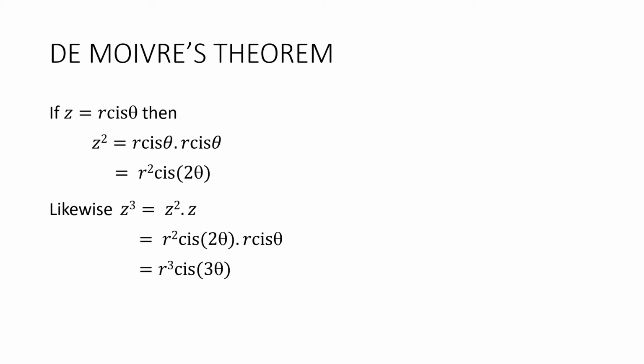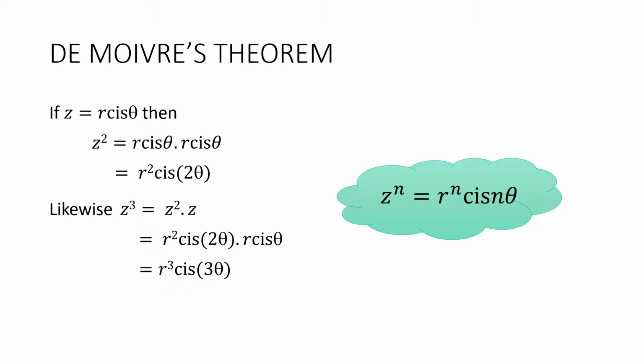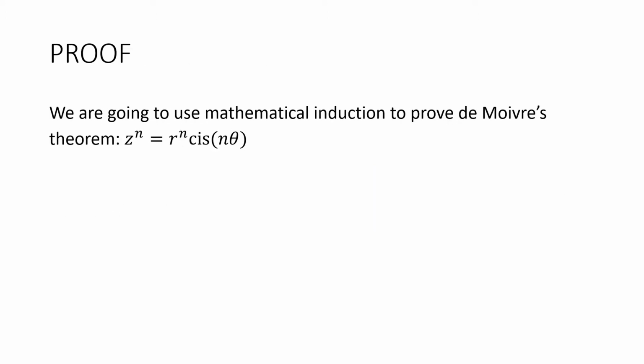So it leads me to a pattern. Z to the power of 4 would be r to the power of 4 cis 4 theta. So here's my conjecture, that z to the power of n is equal to r to the power of n cis n theta, and that's actually de Moivre's theorem. It's no point just having a conjecture though. What we've got to do is prove it. And we're going to use mathematical induction to prove de Moivre's theorem.